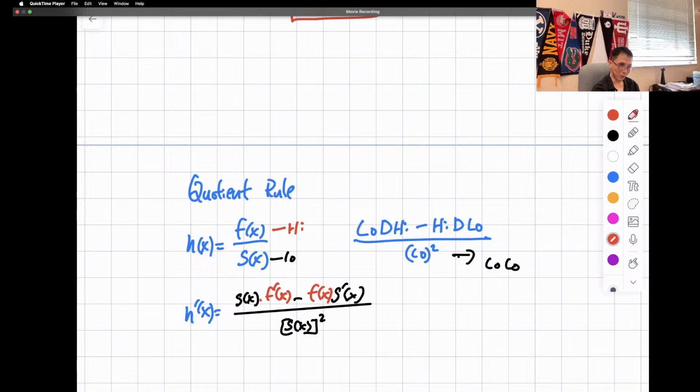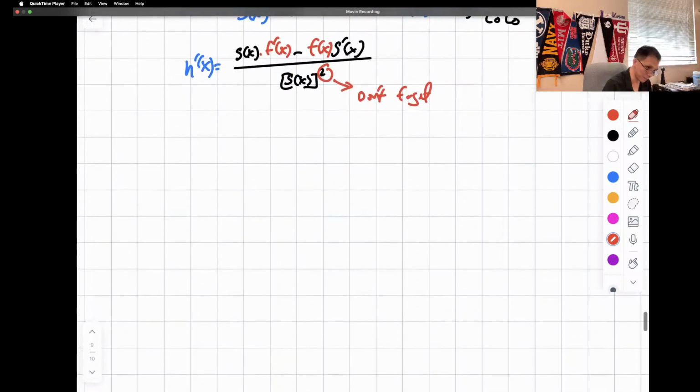And you know what people always forget on the test? It's the square. Don't forget. So you're gonna take a derivative of this function.